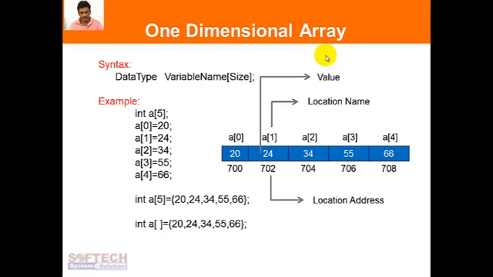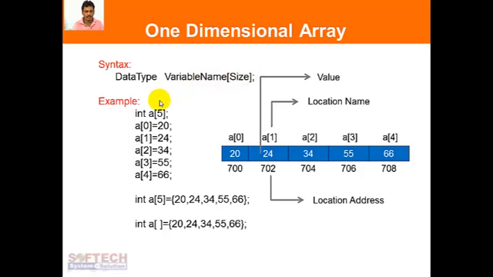One-dimensional array. The syntax of a one-dimensional array is: first we put the data type, then we give a variable name, and within the brackets we give a value, that is the total number of locations. The size represents the total number of locations. This one is the data type, this is the variable name. Already we know the construction rule of a variable name: within 1 to 8 characters, alphabets, numerics, and only underscore, no other special symbols are allowed.